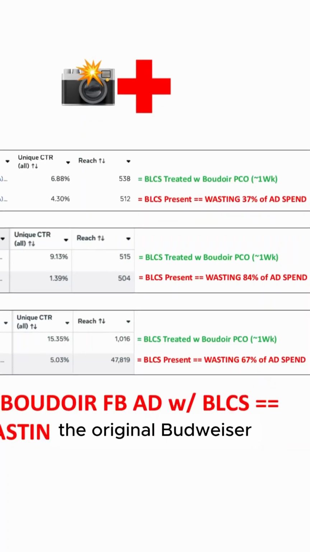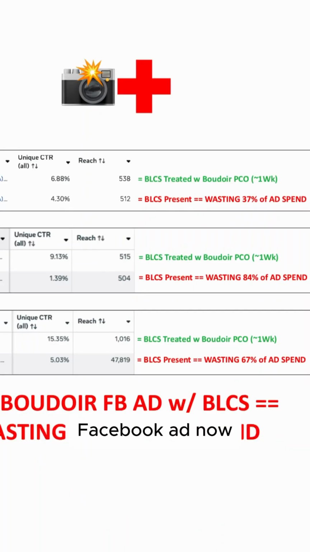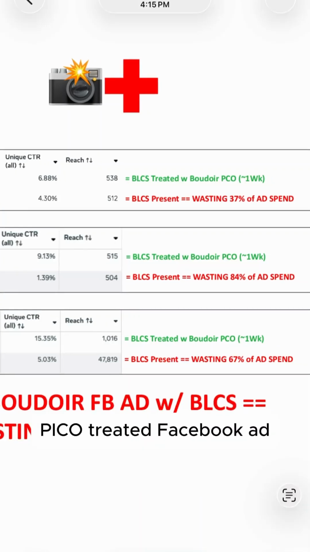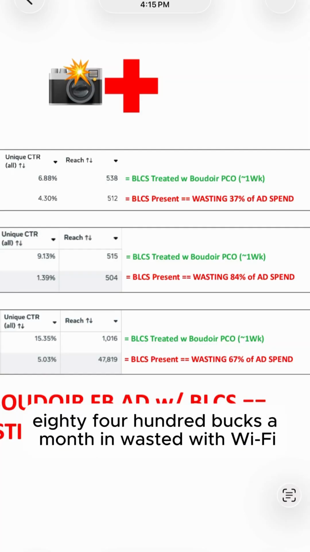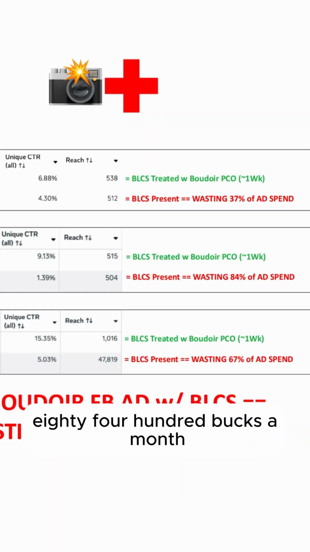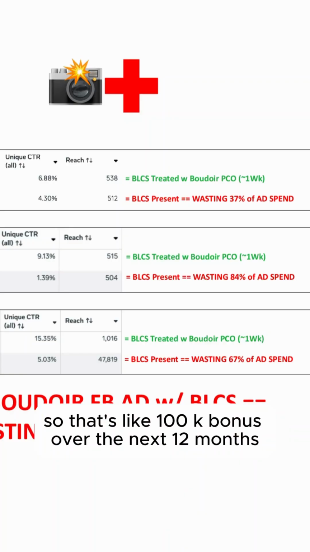So we found out the original Boudoir Facebook ad was wasting 84% of ad spend. So if they're spending 10 grand a month on that original Boudoir Facebook ad, now they only need to spend $1,600 a month on the Boudoir Pico treated Facebook ad, and they get their ad into the same number of women's brains in both scenarios. So they eliminate $8,400 a month in wasted Boudoir Facebook ad spend, and they pocket that literally $8,400 a month by simply not spending it. So it's like a 100K bonus over the next 12 months.